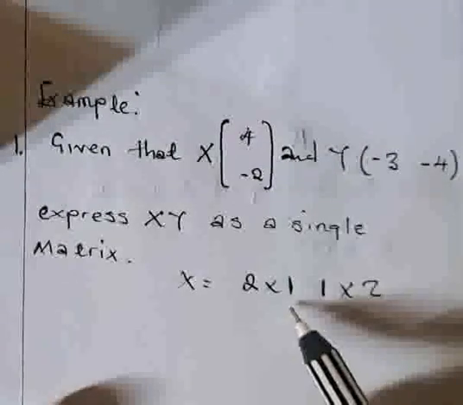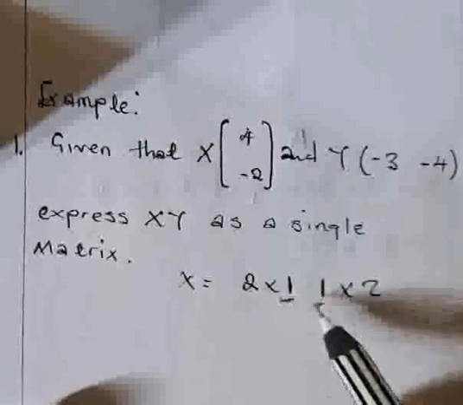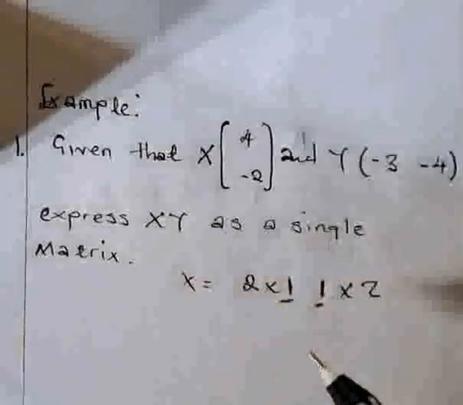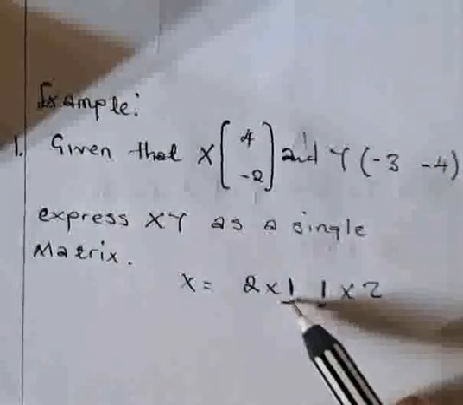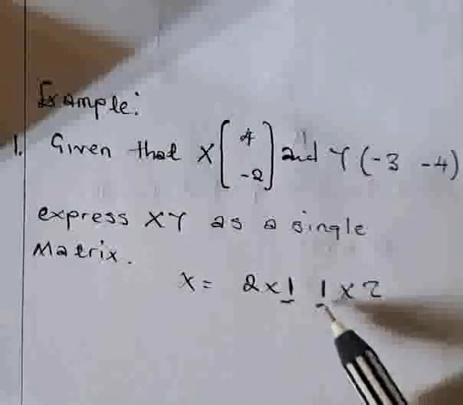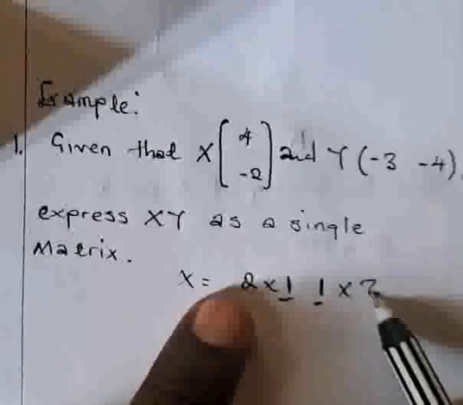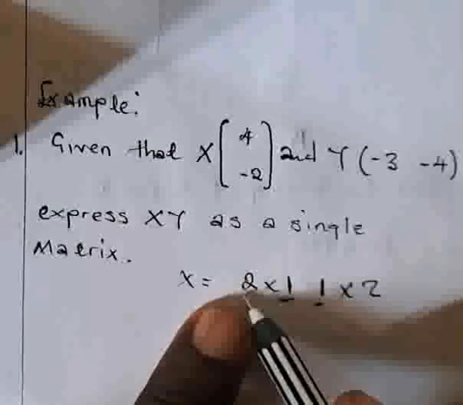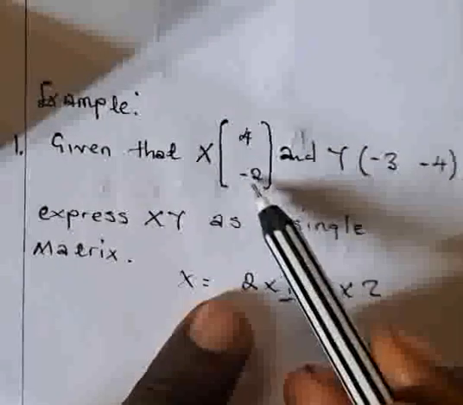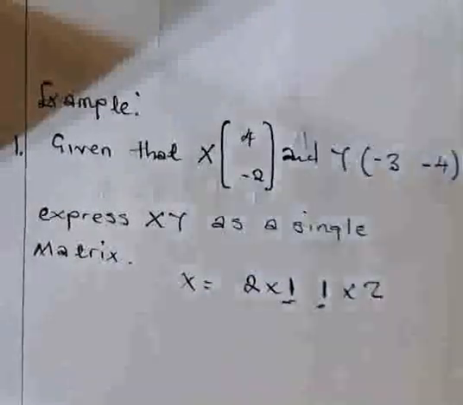Now notice that the inside digits are the same. When the inside digits are the same, they tell you two things. The first one is that yes, it's possible to multiply these matrices. And the second thing is that your answer will have the order of those numbers that are outside. So here I have 2, and also here I have 2. So my answer will be a 2 by 2 matrix. How is that possible? Well, let's get started.